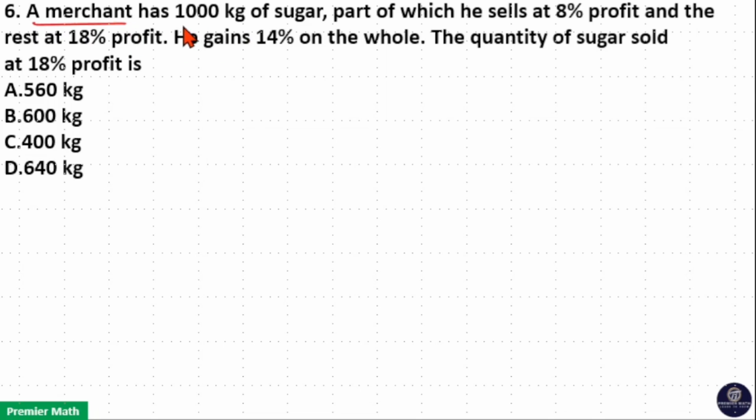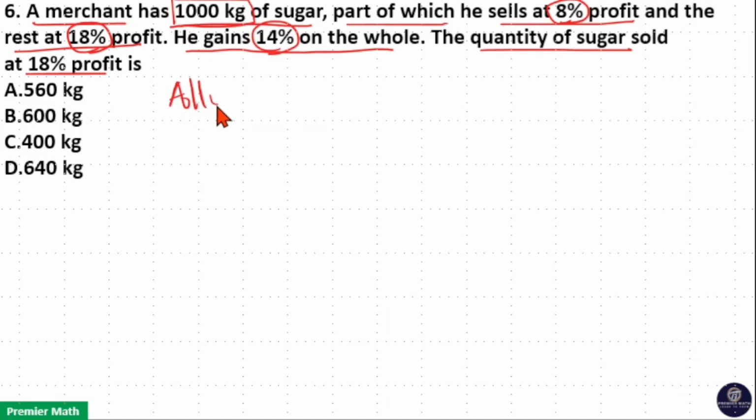A merchant has 1000 kg of sugar, part of which he sells at 8% profit and the rest at 18% profit. He gains 14% on the whole. The quantity of sugar sold at 18% profit is. Here, one part is sold at 8%, the other part at 18%, and the total gain is 14%, and the amount of sugar is also given, which means we can use the alligation method here. That is, one part sold at 8%, the other part sold at 18%. Now, total gain is 14% means the gain from 8% and 18% is equal to 14%.